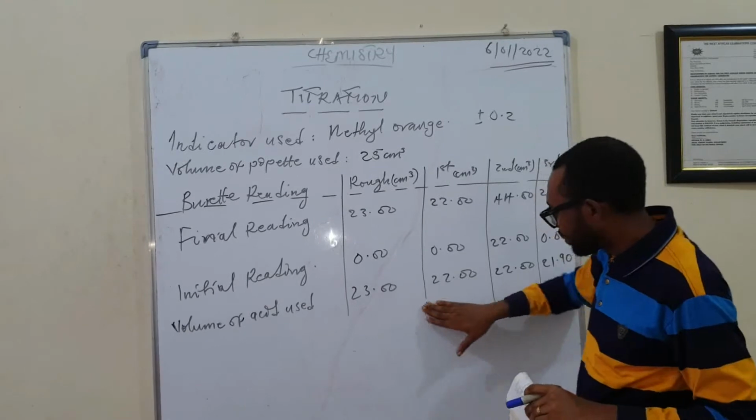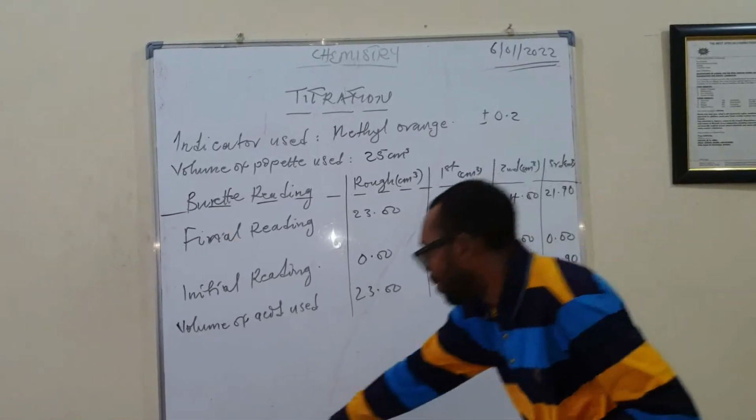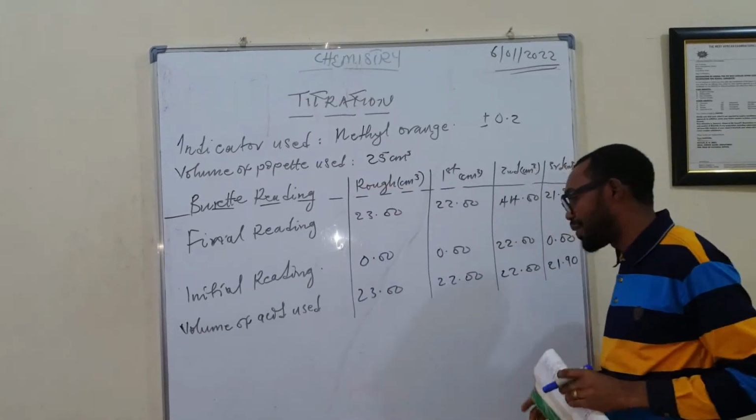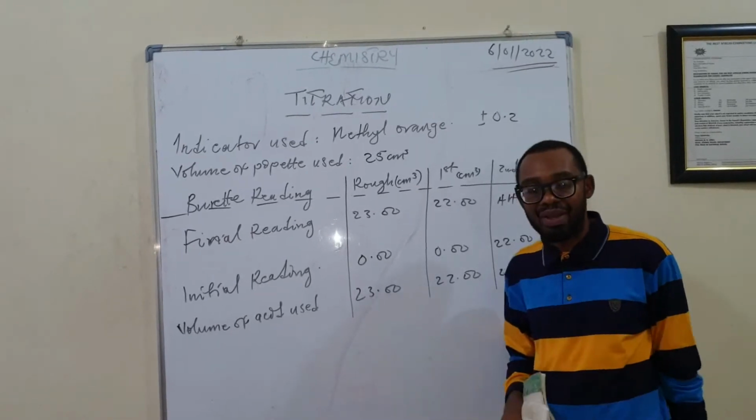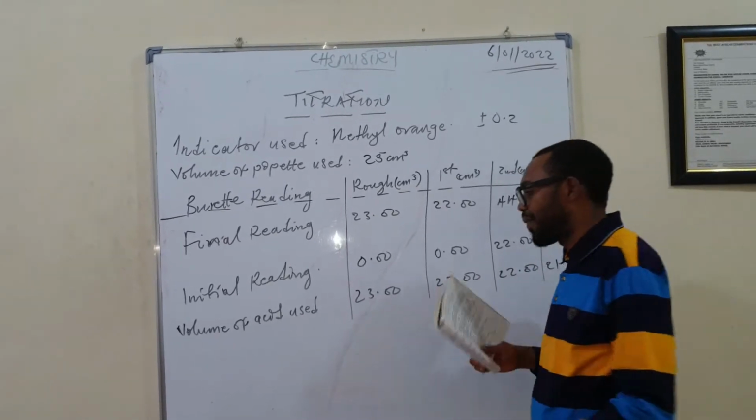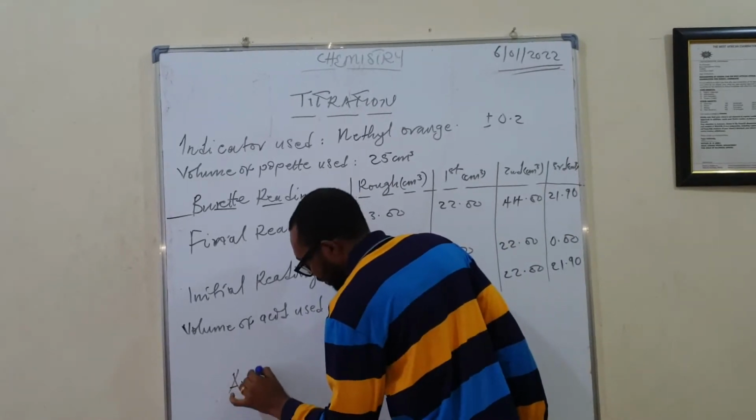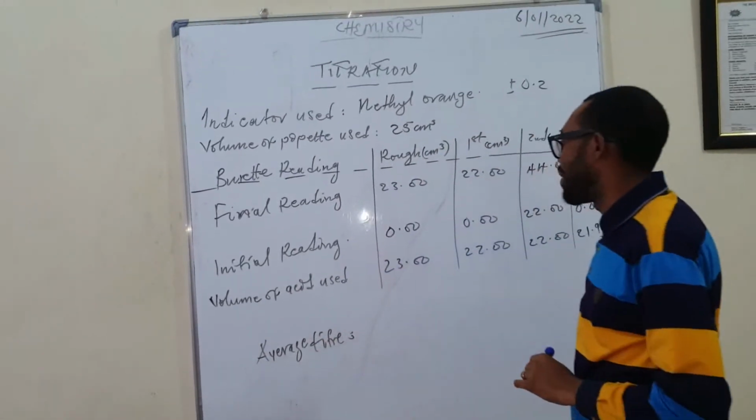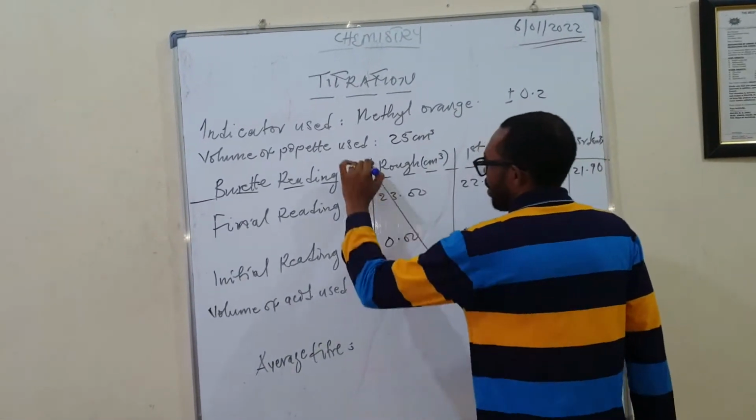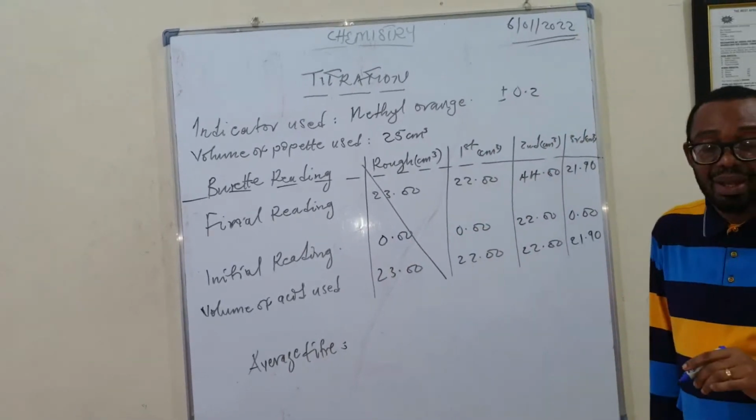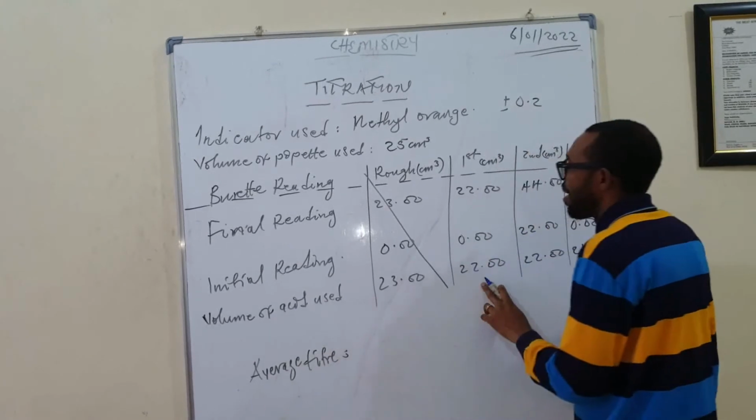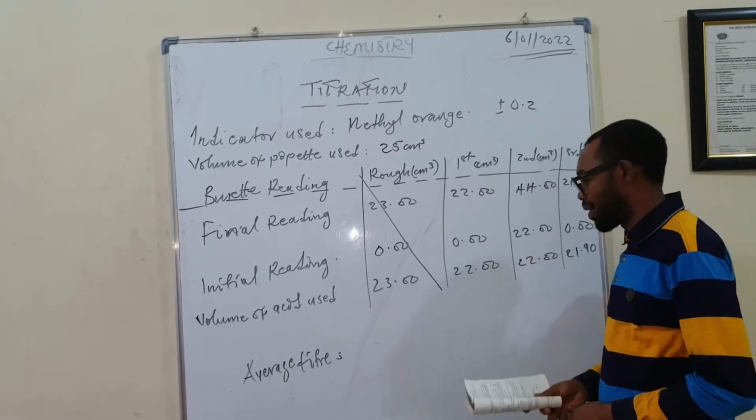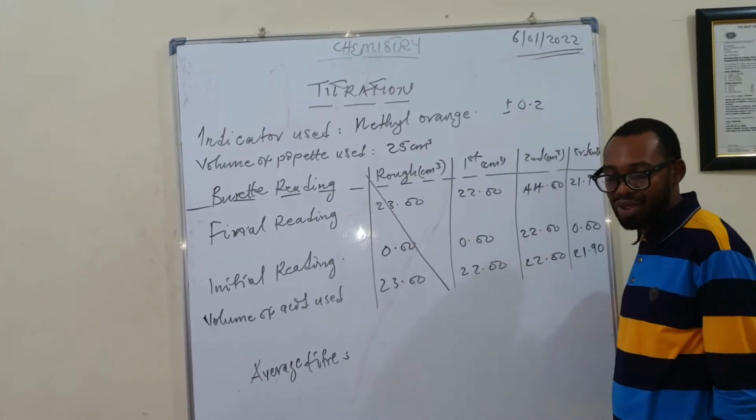Now, once you've had your table in this form, once the table is set after you've carried out the experiment, the next thing is to find the average titer. For every experiment you carry out, we don't include the rough titration in the average titer. So we have the first titration plus the second titration and the third titration, all summed up, divided by the number of titrations you have.